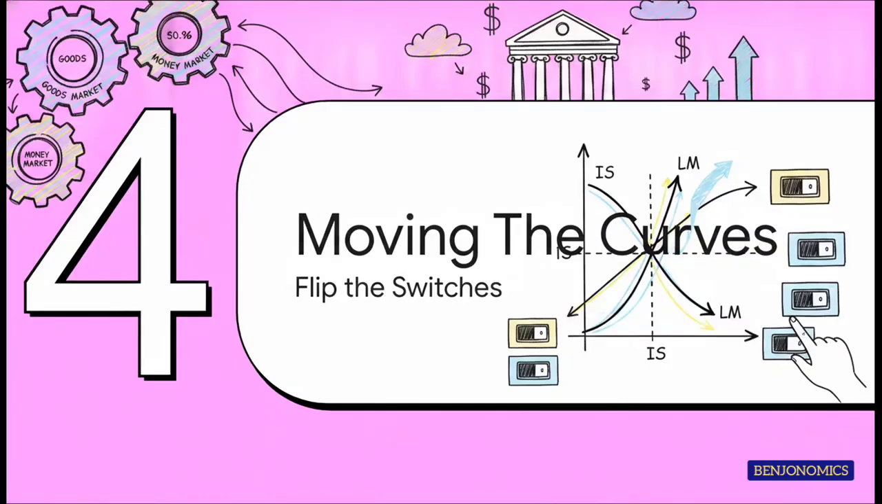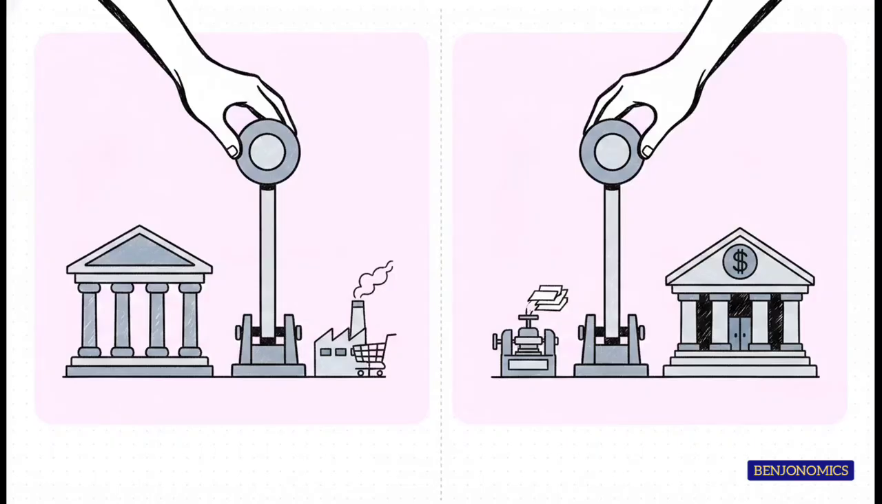All right, part 4. This is where things get really fun. It's time to start pulling some levers and moving these curves. We basically have 2 main policy switches we can flip here. First, we have fiscal policy, which is controlled by the government through taxing and spending. That shifts our IS curve. And second, we have monetary policy, which is controlled by the central bank, altering the money supply. That shifts our LM curve.